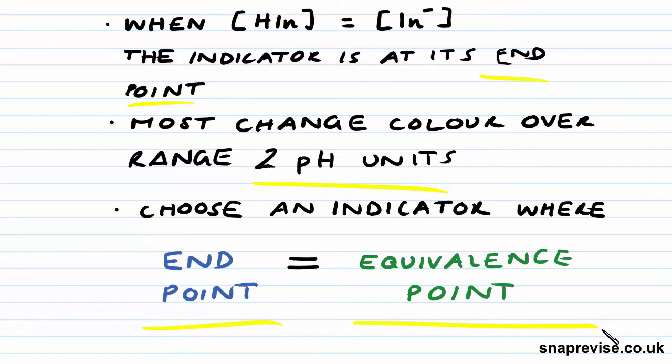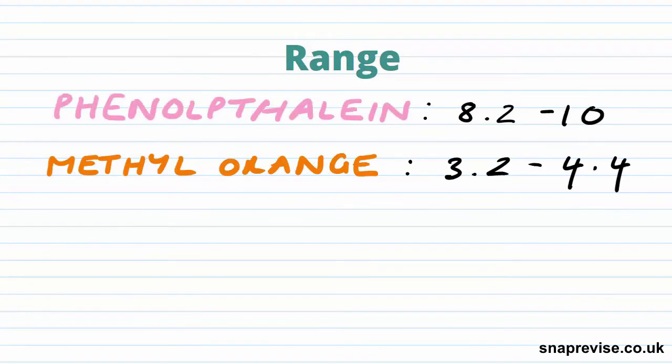So how do we choose an indicator that has the correct endpoint? Well, we look at what we call the indicator range. I said that most indicators change colour over a range of about 2 pH units. For phenolphthalein, one of our indicators, it changes colour between about 8.2 and 10. So what you'll find is in more alkaline solutions, phenolphthalein will take a pink colour and in acidic it will be colourless. With methyl orange, it changes colour between pH 3.2 and 4.4. In alkaline solutions, it's yellow, whereas in acidic, it tends to be more red.